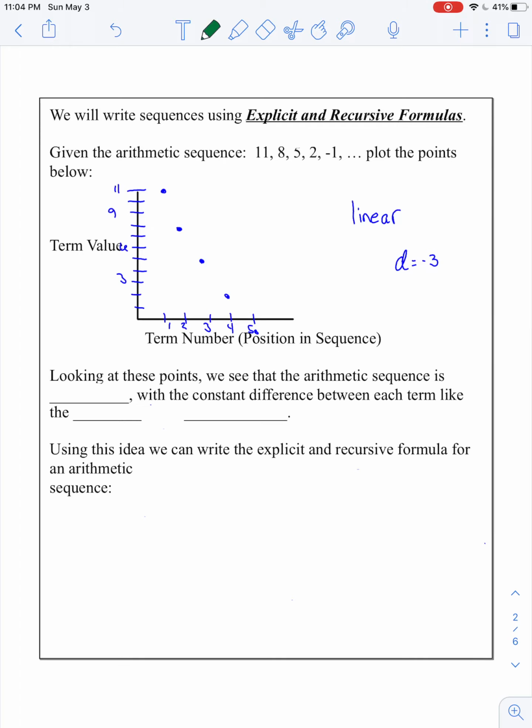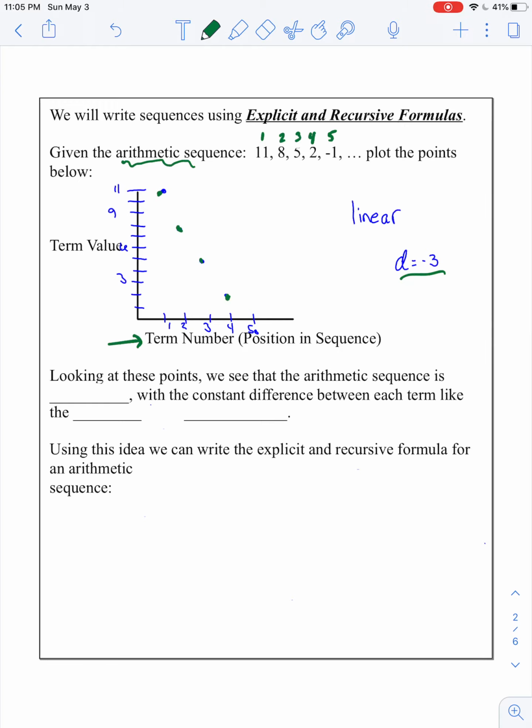So if you look here, I went ahead and plotted this for you just because it would save me time in the video. If we have an arithmetic sequence, each time I'm going down by 3, so my difference is -3. If I plot the terms of this sequence, this is term 1, term 2, term 3, term 4, term 5. Down here on the x-axis is the term number, and up here on the y-axis is the term value. You'll notice that at term 1, I'm at 11, and so on.